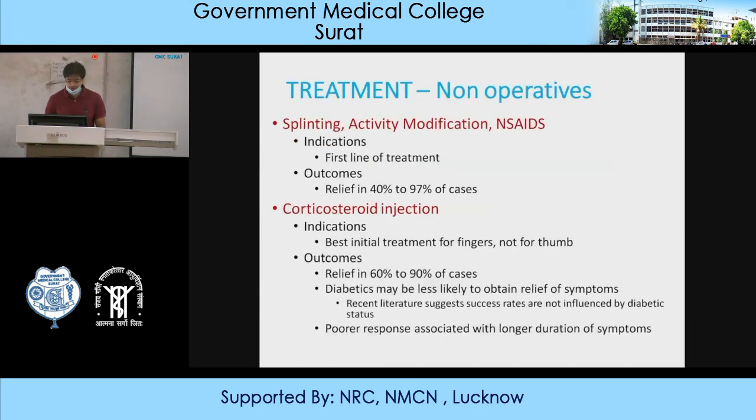In the treatment part, non-operative treatments are splinting, activity modification and NSAIDs, which give relief in up to 40% to 97% of cases. If we inject corticosteroid locally, it can give relief in up to 60% to 90% of cases. In diabetic patients, we will use it less, and there will be a poorer response, associated with longer duration of symptoms, with corticosteroid injection also.